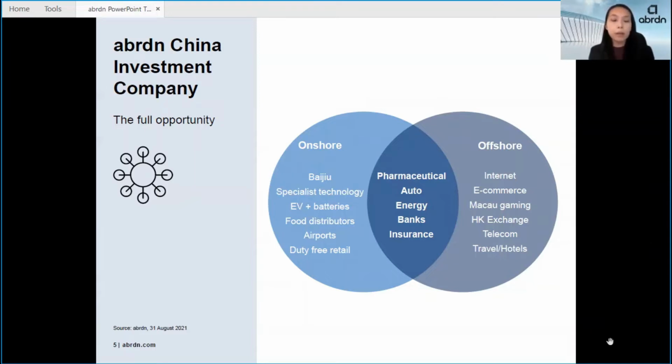And then we do have some areas of overlap between the two. Pharmaceutical is quite a big sector. They tend to be listed both in the onshore and offshore market. Similarly for auto. For energy and banks and insurance, you'll find that there are many of these stocks that are dual listed. They have both an A-share listing as well as an H-share listing. So for this company, we do not want to limit ourselves to any specific place of listing. The key for us is the business, and so we're open to the full opportunity of both on and offshore listed companies.